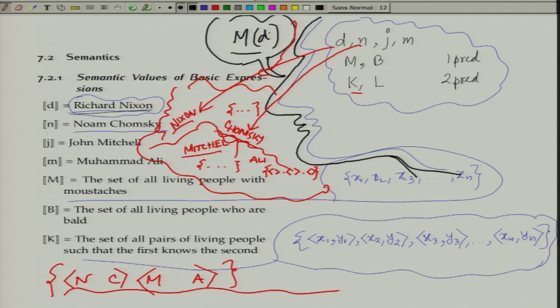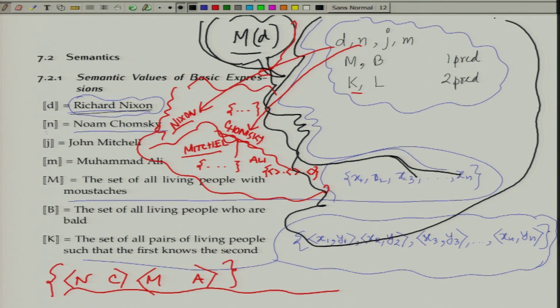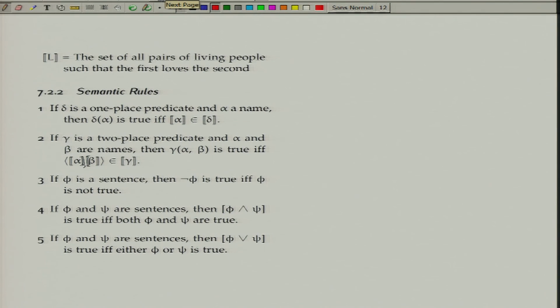whereas all these side things are our language, and we are trying to determine what formal semantics does. Actually formal semantics tries to understand the relationships between elements of this set and elements of this set. We'll see how it does that. And finally L is the set, the reference of L is the set of all pairs of living people such that the first loves the second.